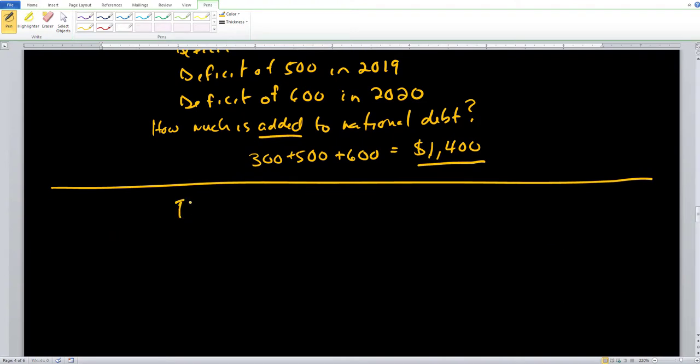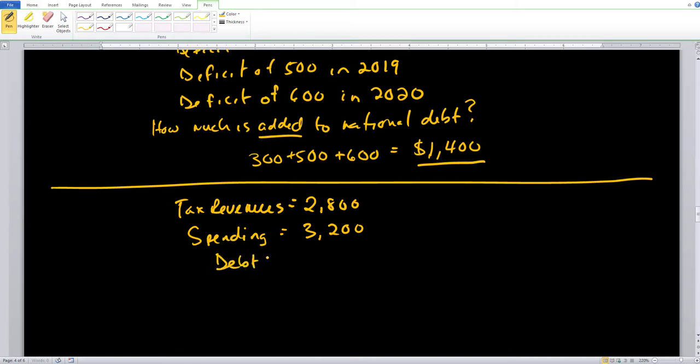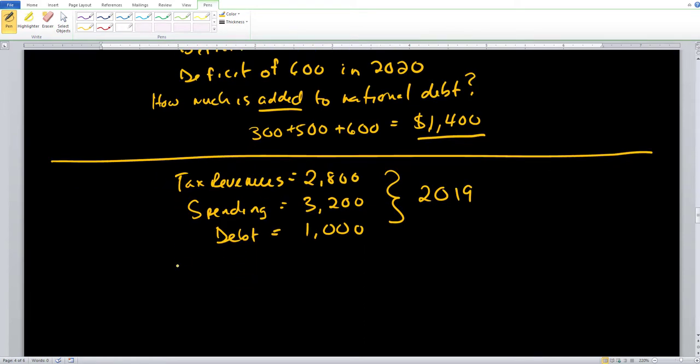So suppose that I tell you that tax revenues are equal to 2,800, so changing up numbers just a little bit. Government spending is equal to 3,200. And then suppose that our national debt is equal to 1,000. And this is all going to be for the year 2019. So in the year 2019, we started off with a national debt of $1,000. We had tax revenues equal to 2,800, and we had government spending equal to 3,200. The question that we're going to ask here is, what is our new national debt in the next year?